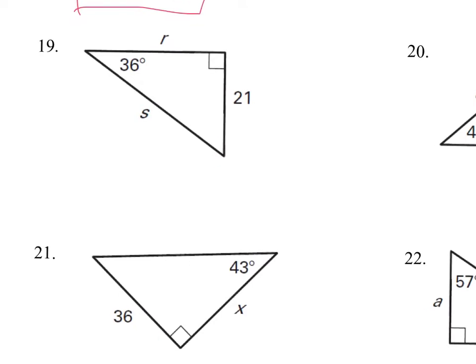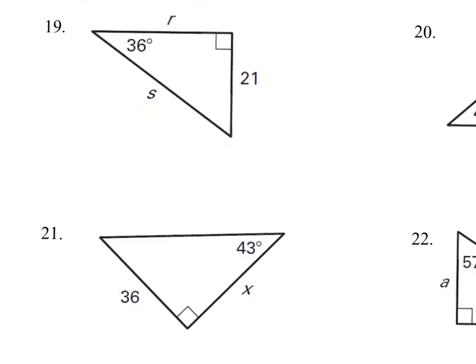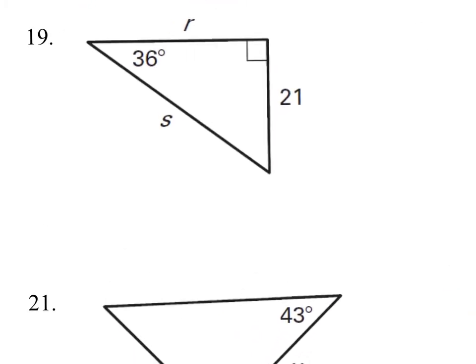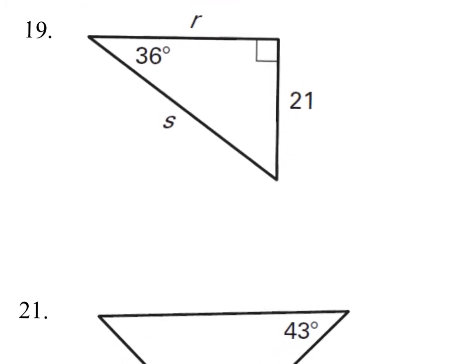Okay. Number 19. All right, I got to find both r and s. And I'm going to be using 36 degrees. So, again, you just have to pick two sides to use. If we're going to use 36 degrees, 21 is the opposite. S is the hypotenuse. So you could just start with those. Let's see here. Which function has both opposite and hypotenuse? That would be sine. The sine of 36 degrees is opposite over hypotenuse.